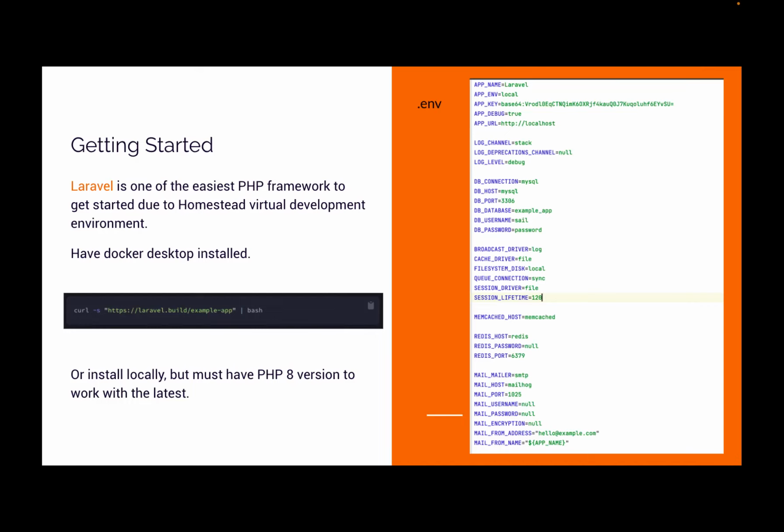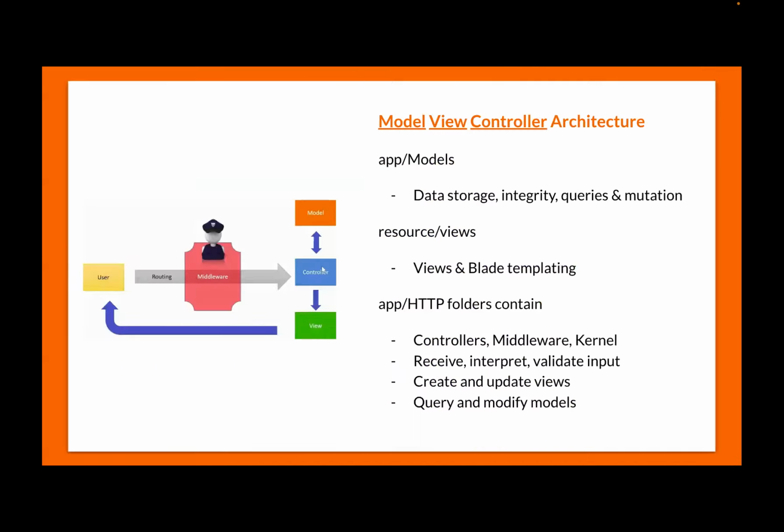And this lives in the folder of your project. And then a little bit about the model view controller architecture in Laravel. All your models are going to live in a folder called app/Models. That's where all your data storage, integrity, and all your queries are going to live.